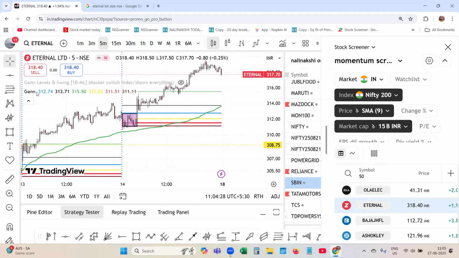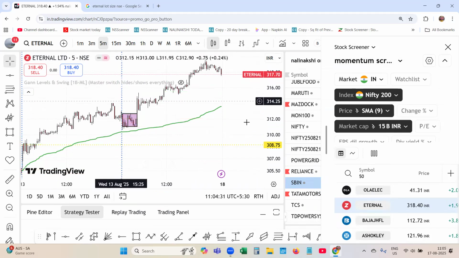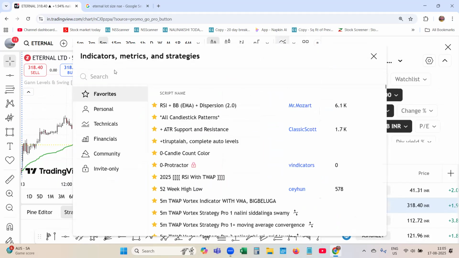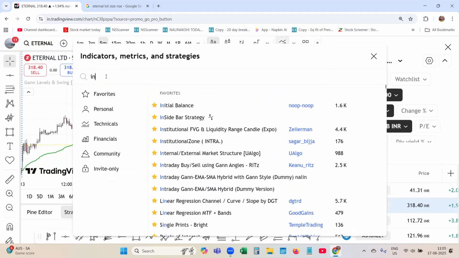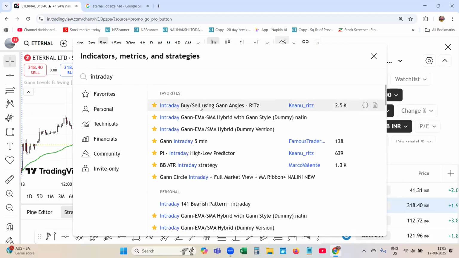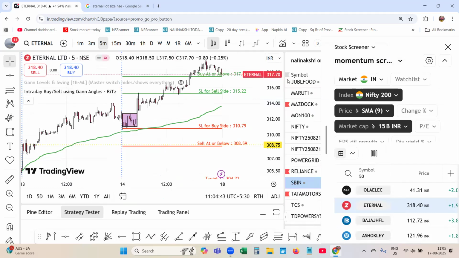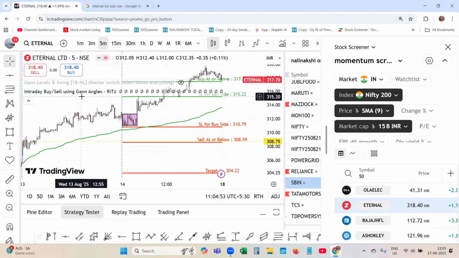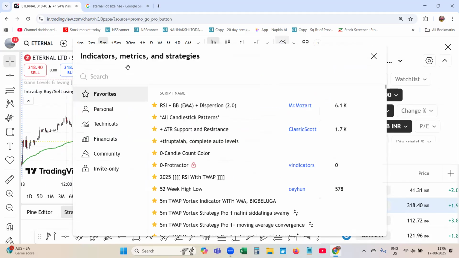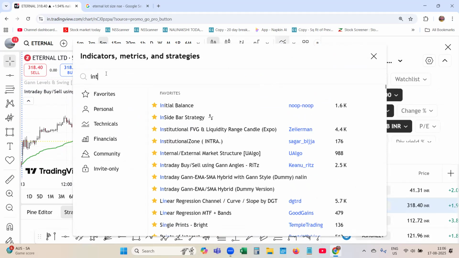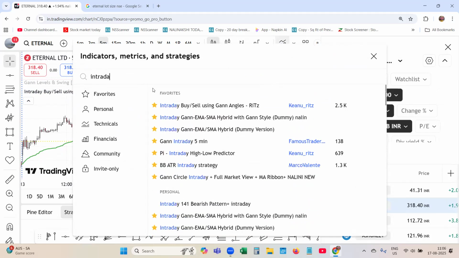Let me check whether one more is there. Yeah, one more indicator is there. Intraday buy sell using Gann angles by Ritz, Keanu Ritz. This is very, very clear. You can use this intraday. Okay, let me show you again. Intraday buy sell using Gann angles Ritz.